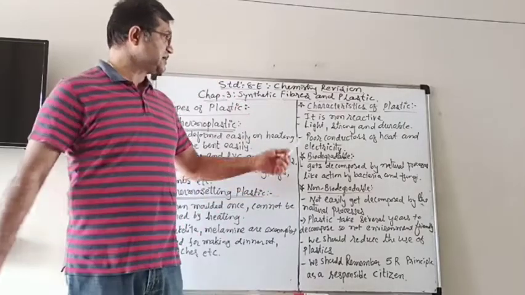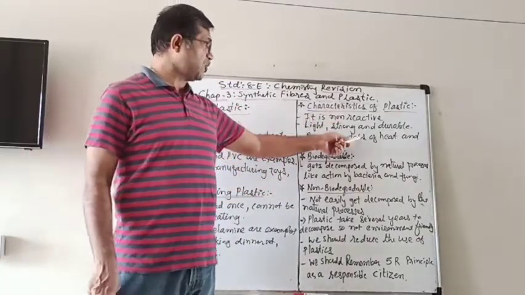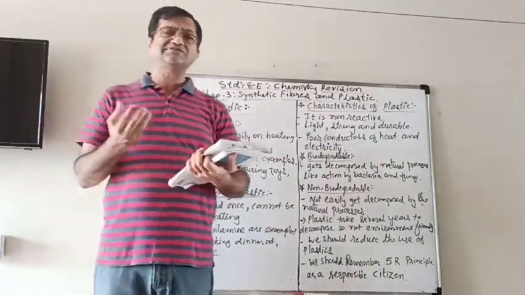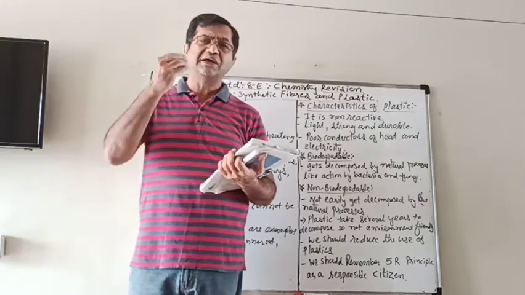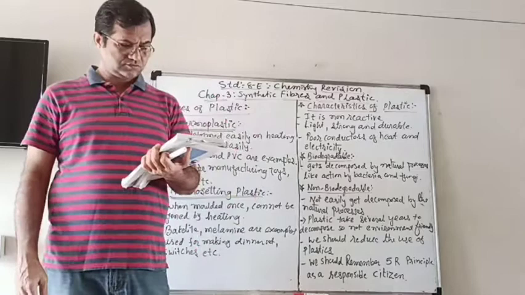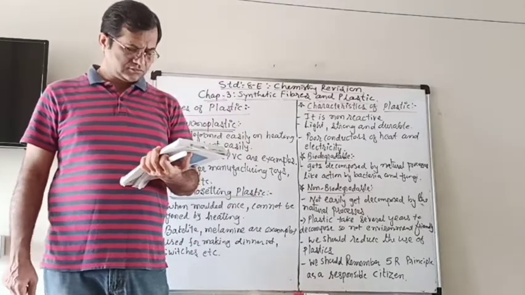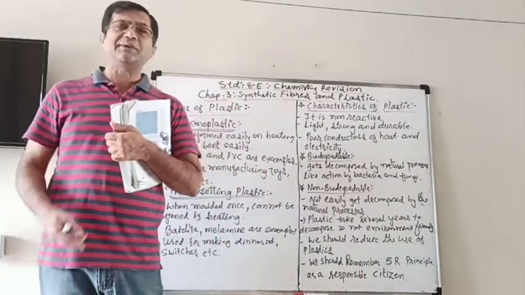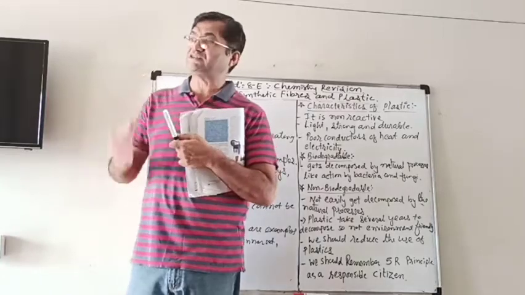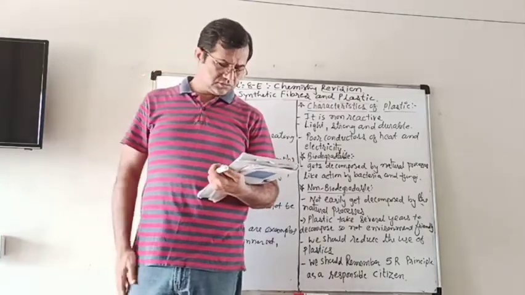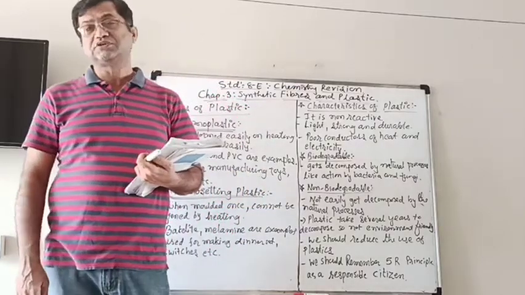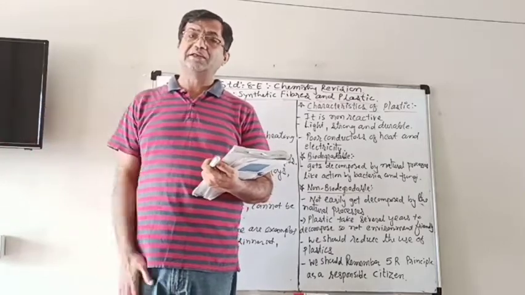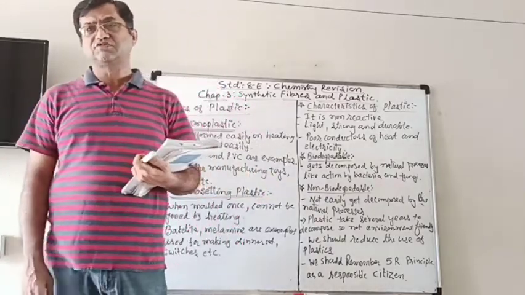Second thing is plastic is light, strong and durable. We know that the articles made from plastic are very, very light in weight, very light. And therefore, ask your parents or grandparents, older people in your house, which type of buckets and the other things were used in the past. Then they will tell you that the iron bucket or aluminium buckets were used.